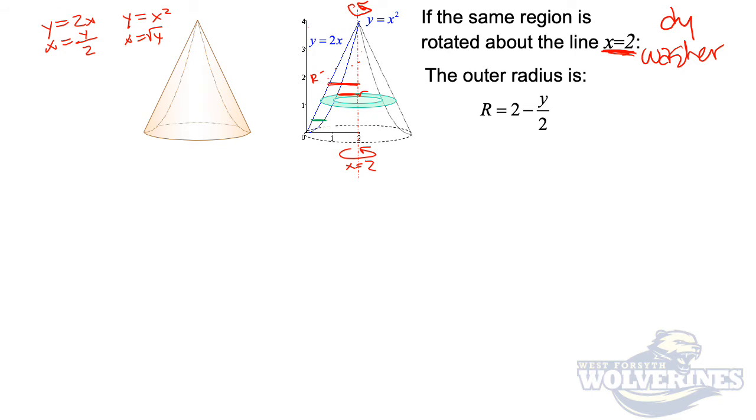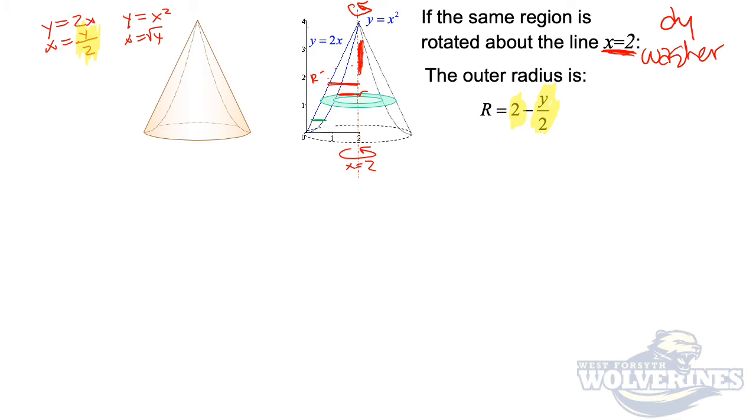Okay, so the outer radius. Now, because I'm doing a dy, that means I'm having to think right minus left for that radius. So the right is the axis itself, so it's 2. That is my right is 2. And then the left is coming from the line, which switched around for y, is y over 2.